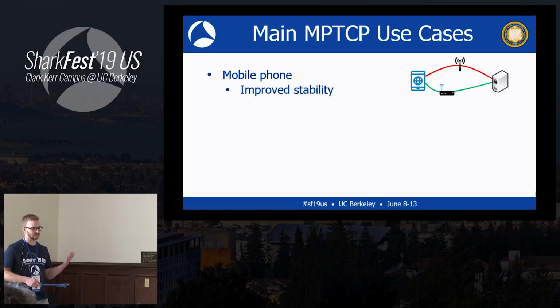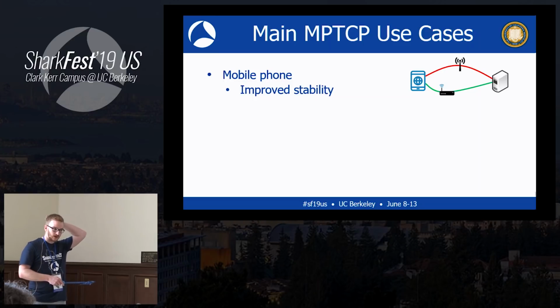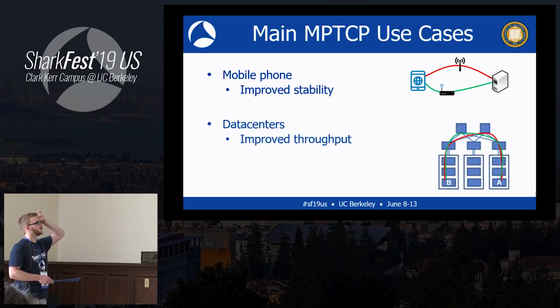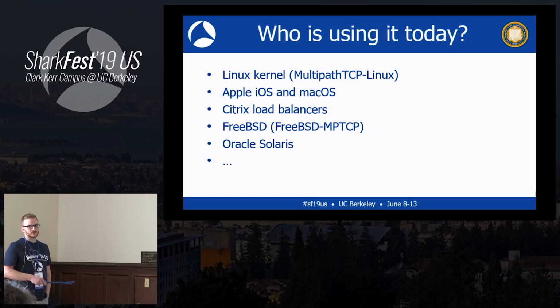So, some use cases. I mean, this is all very interesting. So how are people actually going to use this? And I have referenced this particular case with your mobile phone very often. In the data centers, imagine how many more links you could actually utilize. And it doesn't really matter what sort of load balancing mechanisms you have, to remove those bottlenecks. So who is using it today?